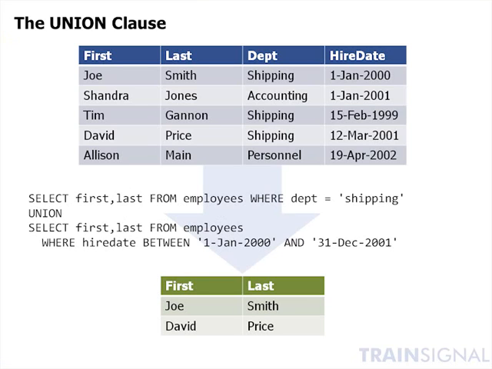For example, I have here a table that has 4 columns: first, last, department, and hire date. I'm running 2 queries: select first and last from employees where department is shipping, and I'm unioning that. The second query is select first and last from employees where hire date is between these 2 dates. You can imagine how you could rewrite this query to simply use a single, more complex where clause, but this is also a valid way to do it. The results will include the first and last names of all employees who are in the shipping department and whose hire dates fall between the dates listed.